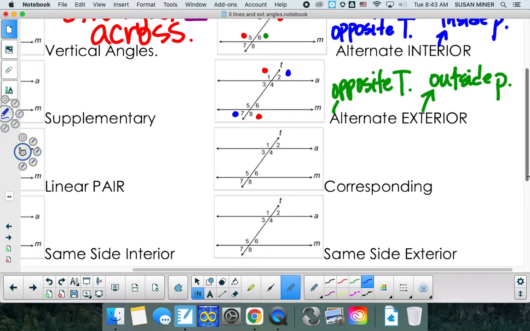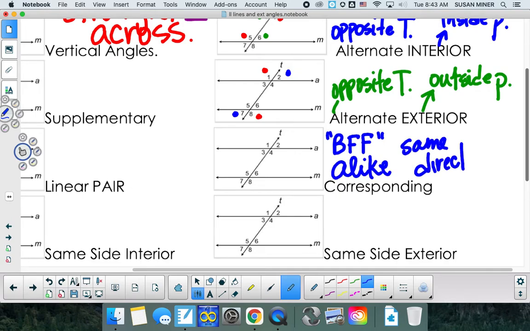Corresponding angles. Remember, those are like the BFFs. Corresponding in the real world means alike, right? They are alike. They are angles that are going in the same direction, or pointing in the same direction maybe. And they are also equal to each other. An example of corresponding angles would be angle 1 and angle 5. Another example would be angle 2 and angle 6.